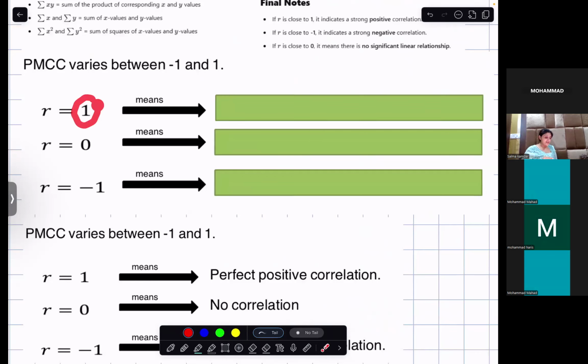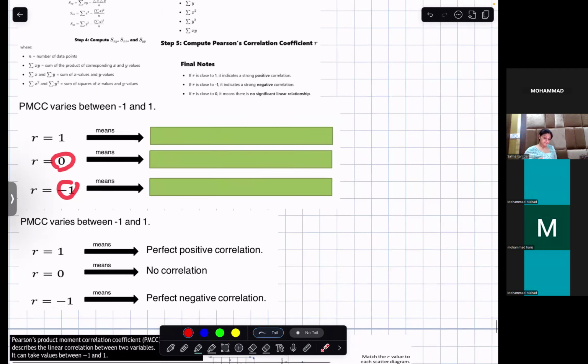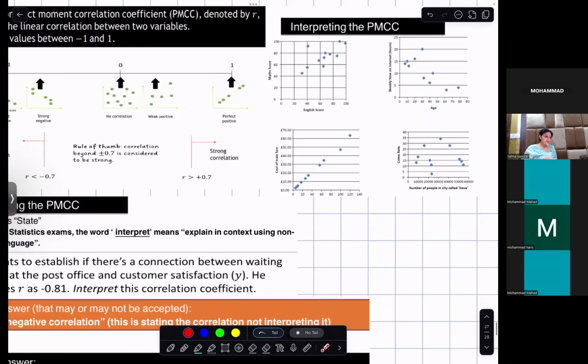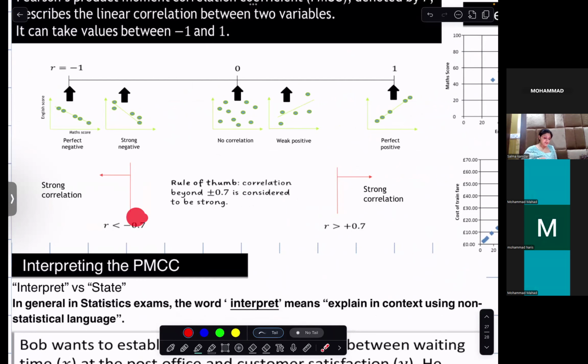If R is 1, what does it mean? It means perfect positive correlation. 0, no correlation. -1, perfect negative correlation. Now here you should remember that your thumb rule is 0.7. Perfect would be 1 and -1. If it is 1, then it is perfect positive. If it is -1, then it is perfect negative.